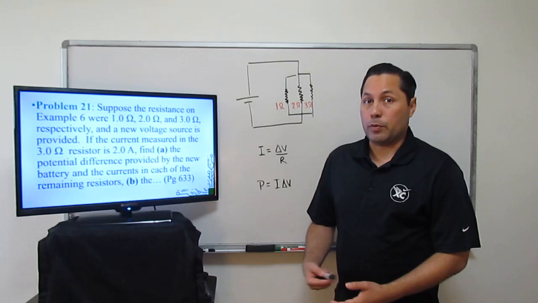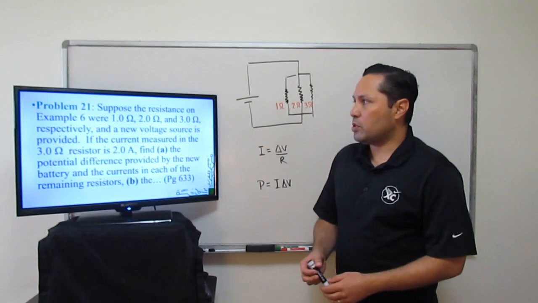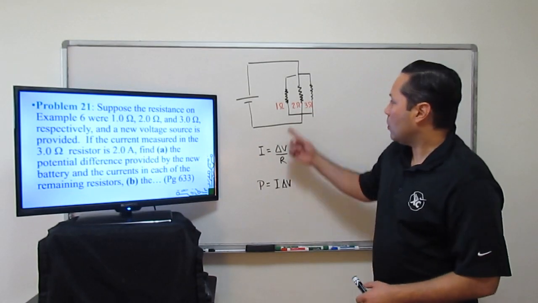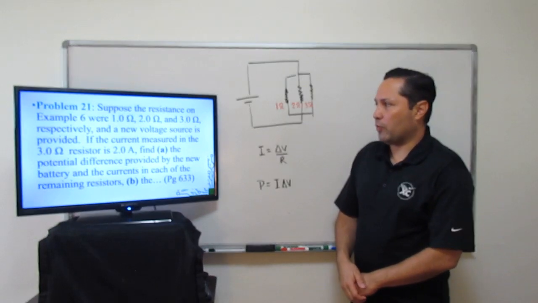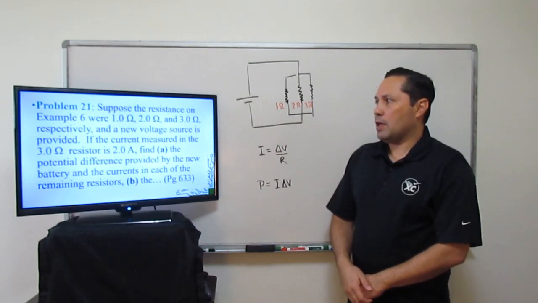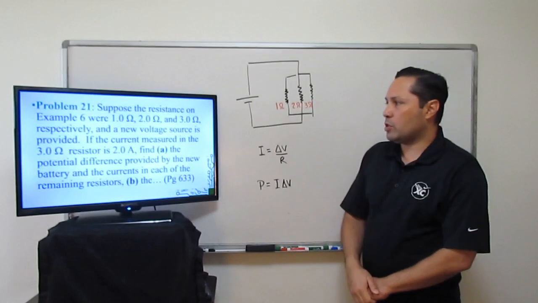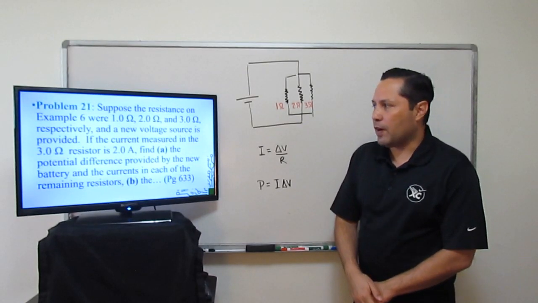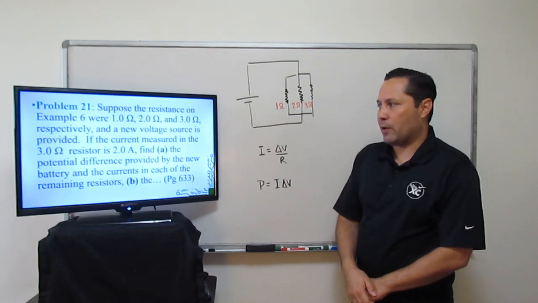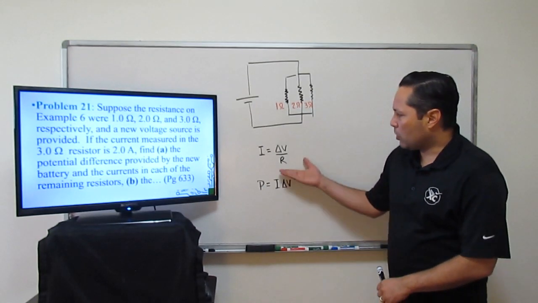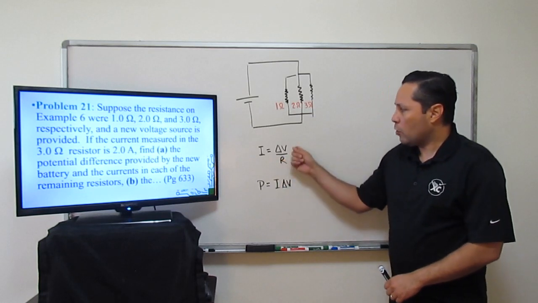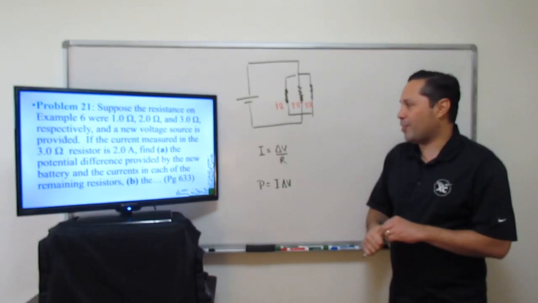In problem 21, we're asked the following question. Suppose the resistances in example 6 were 1, 2, and 3 ohms, respectively. A new voltage source is provided. If the current measured in the 3 ohm resistor is 2 amps, then A, find the potential difference provided by the new battery and the currents in each of the remaining resistors. We're going to use this formula to solve for the new potential difference provided by the battery.